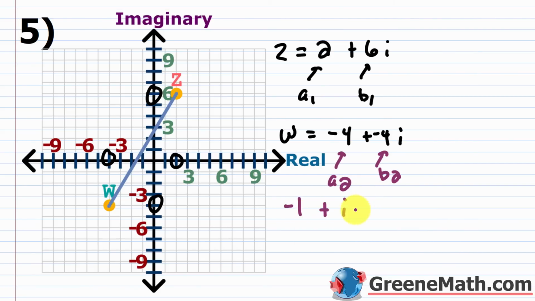So looking at this guy, if I want to plot it, from the origin, I'm going to go 1 unit to the left, and then I'm going to go 1 unit up. So that right there. Let me go ahead and do this like this. So that would be your midpoint. So this is negative 1 plus 1i, or let's just write it as negative 1 plus i.